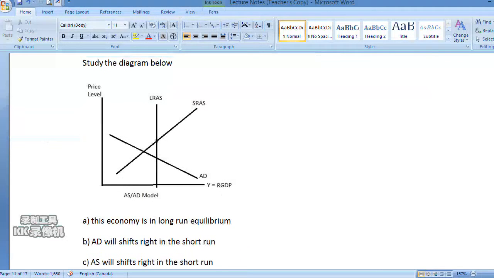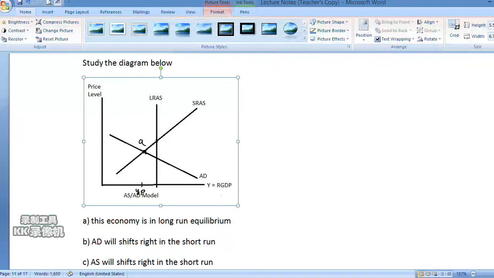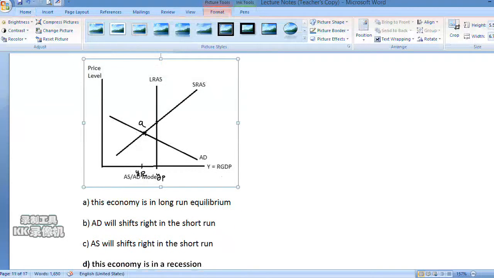Study the diagram below. What we can see is in the short run equilibrium we have a recessionary gap. Economy is in long run equilibrium. That is not true. From the previous session we know that the short run AS will shift to the right in the long run if the government does not intervene to restore equilibrium.